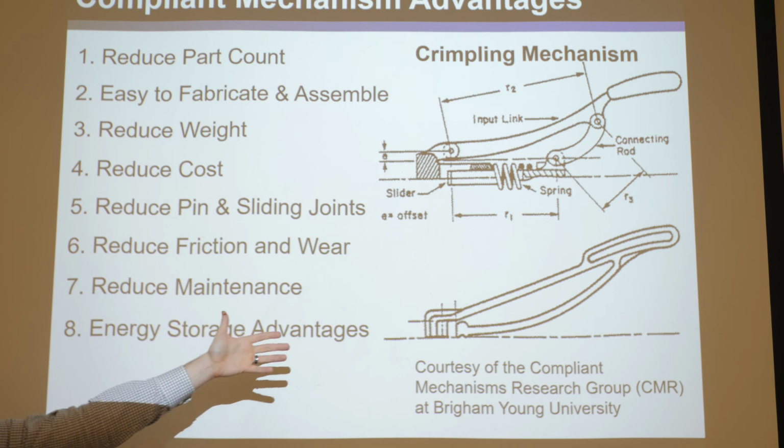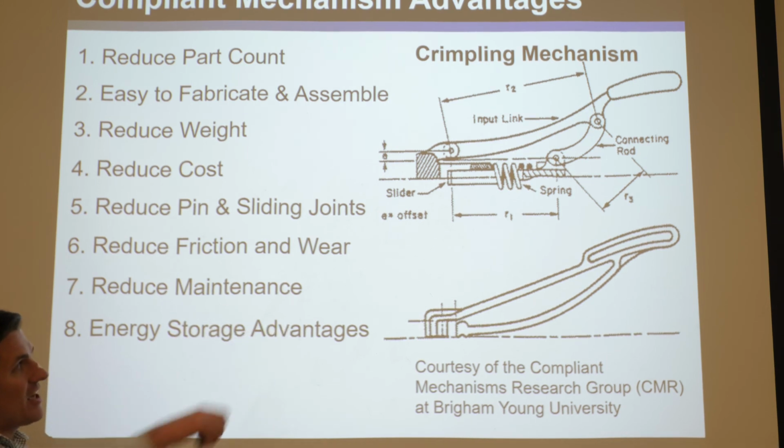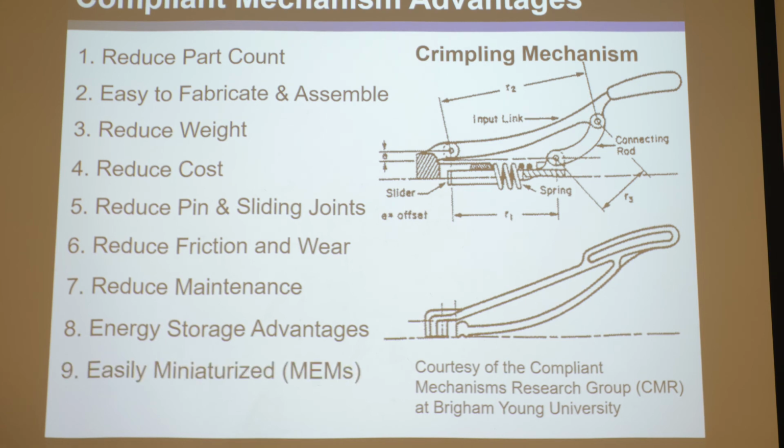They can also store energy. So for this crimping mechanism, they had to put in a coiled spring in addition to the rigid parts to store energy in a desired way, deformation energy, and you get that for free with compliant mechanisms. They naturally deform and store strain energy inside. And so that can be a really good thing sometimes.